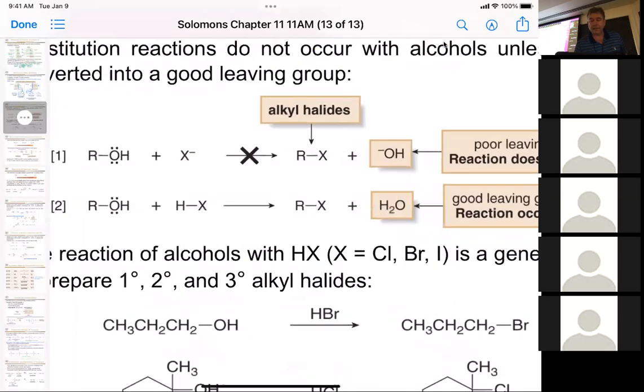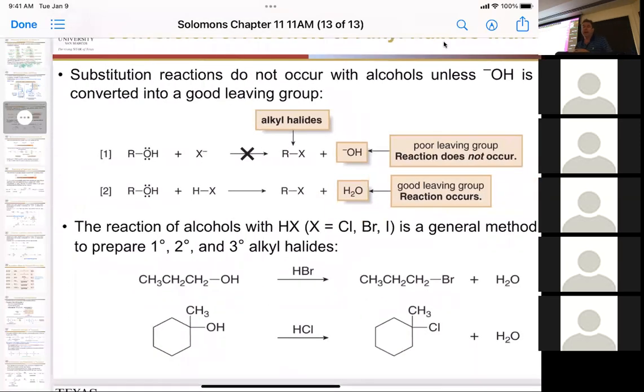So in the case of this, we're actually going to use acid to promote our alcohol becoming a better leaving group, okay? So that means for primary, secondary, and tertiary alcohols, we can use acids such as HCl, HBr, and HI to create the corresponding alkyl halides, okay?